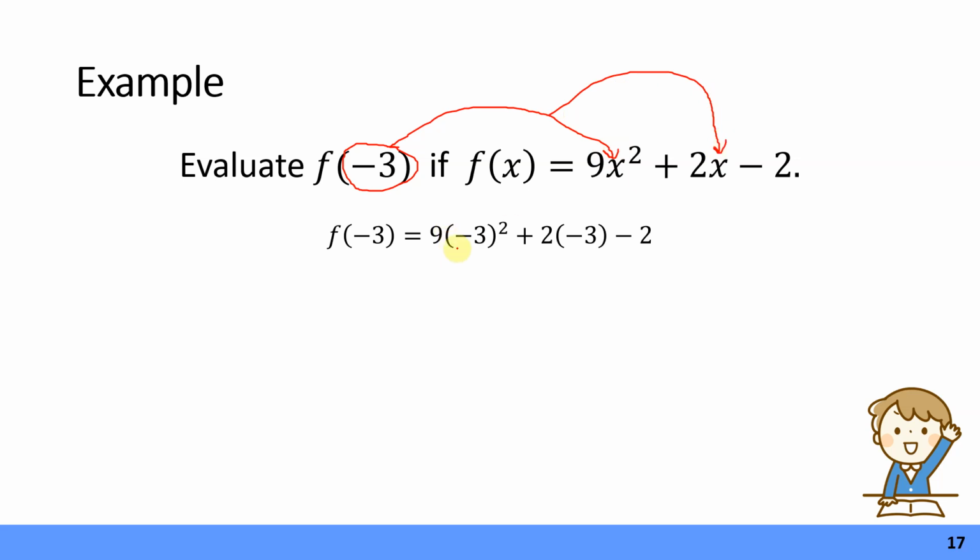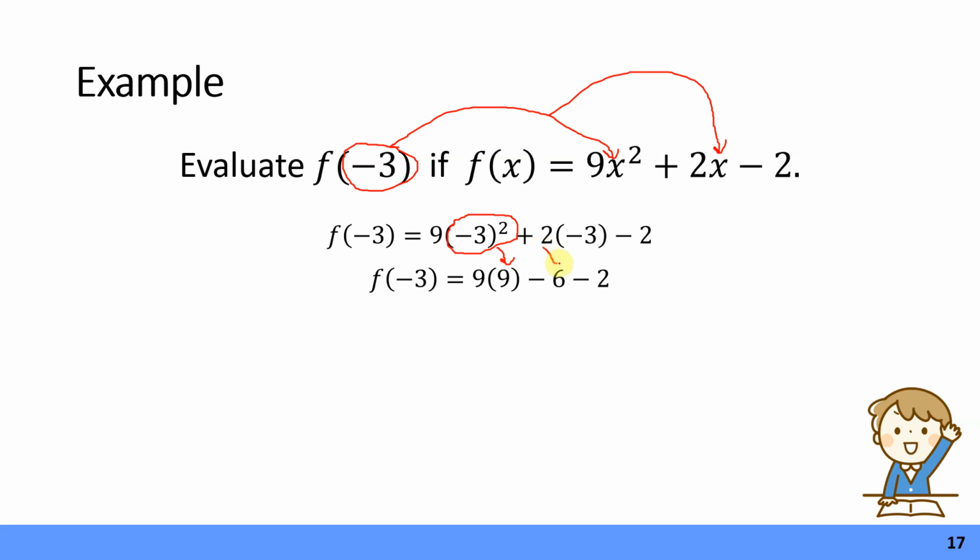So if you notice, I put parentheses, 9 times (-3) squared plus 2 times -3 minus 2. Everything stays the same, just the x's take on the value of -3. Now, according to the order of operations, I have to do this first, right? Please do not multiply 9 and -3. According to PEMDAS, I have to do exponents first. So (-3) squared gives me 9.